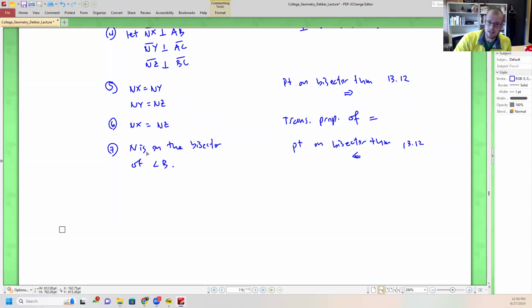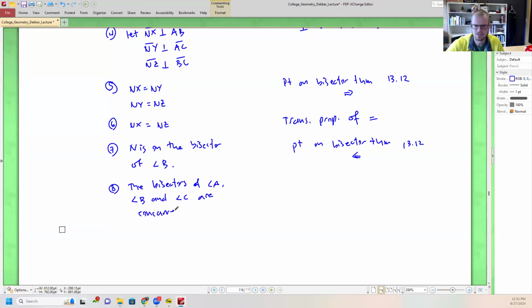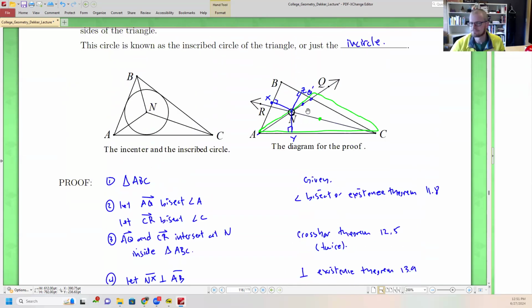And then we're essentially done, right? N is on the bisector. We just have to state the thing that we want to know. And since N is on the bisector, we know that the three bisectors are concurrent. So the bisectors of angle A, angle B, and angle C are indeed concurrent. And that's simply by the definition of concurrence. Right, they have a single point in common. What is that point? That is the point N in our diagram above.